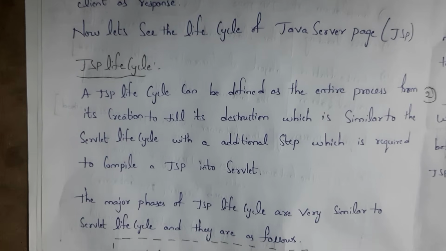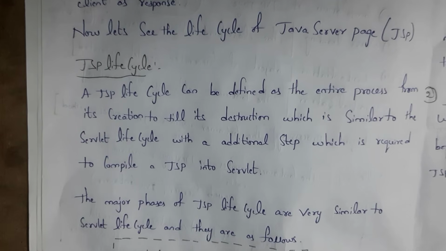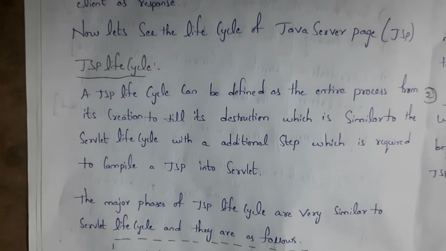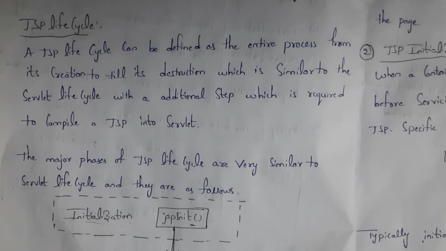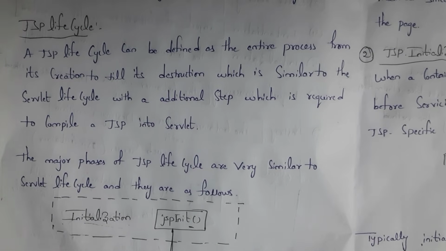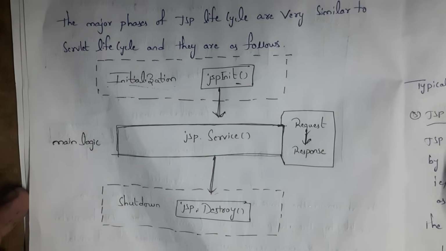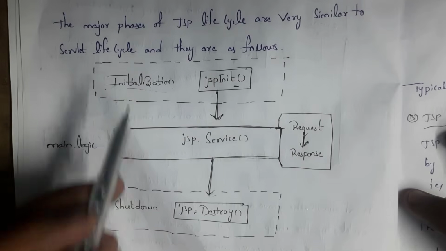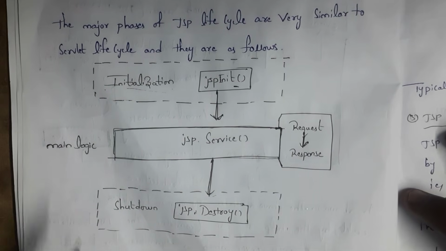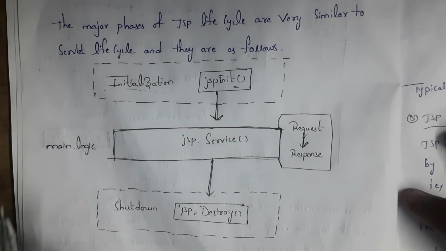The entire process from creating JSP to destroying JSP is known as the life cycle. This life cycle of JSP is similar to the life cycle of Servlet. Mainly there are three phases in the life cycle of JSP. First one is the initialization phase. Next one is main logic, and third one is the shutdown phase.